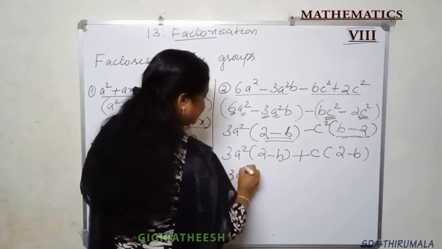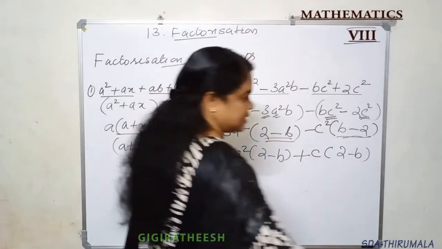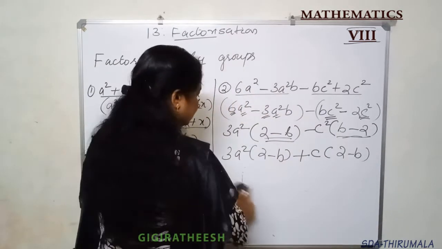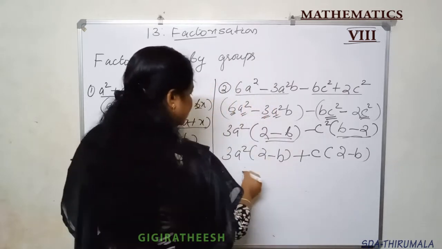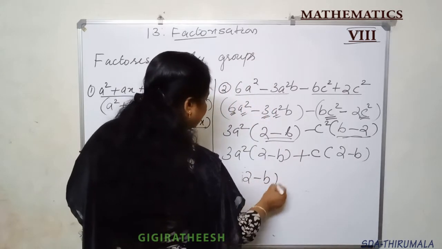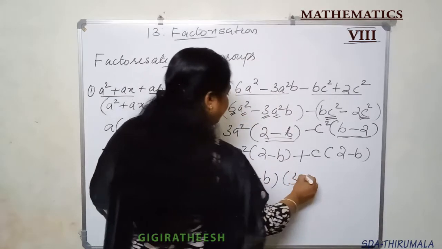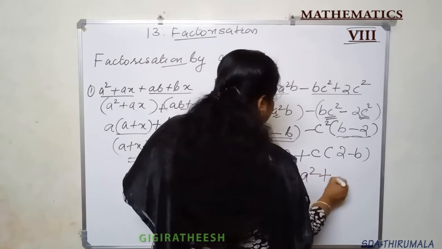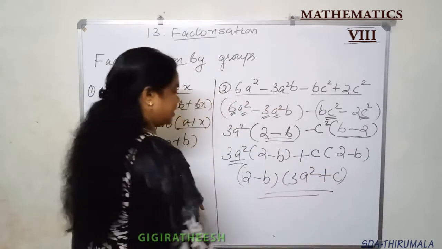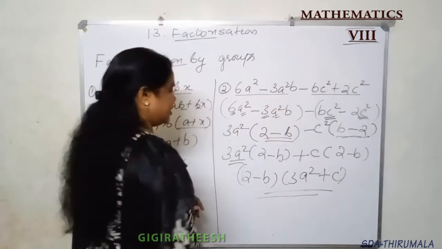So we have 3a square into 2 minus b plus c square into 2 minus b. The common factor here is 2 minus b, and after that it is 3a square plus c square. These are the factors of 6a square minus 3a square b minus bc square plus 2c square.